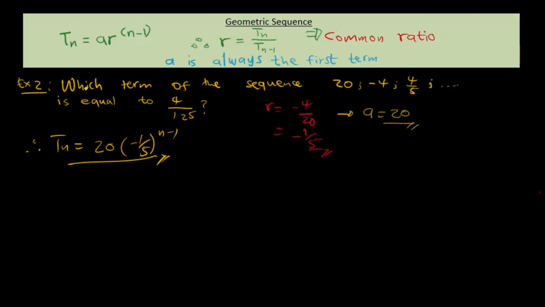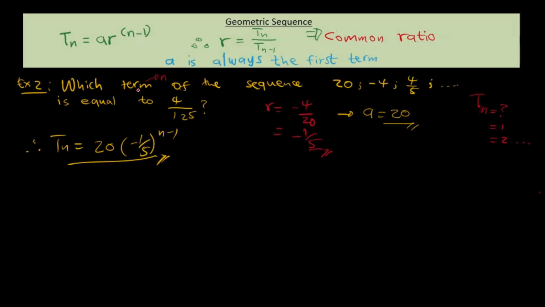So when the question says which term, they're actually trying to tell you to determine the value of n. Because if you have T, you do not know if this is T2 or T3 or T4. But as soon as you define the value of n, you will know if it's T1 or T2, etc. Do you get that?